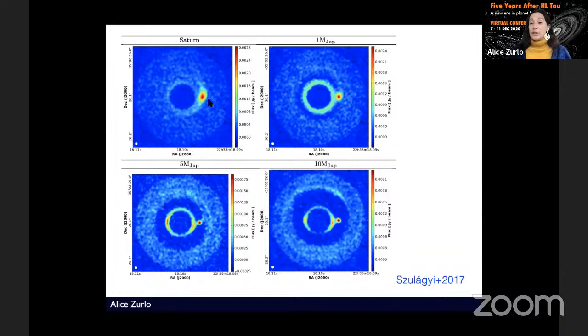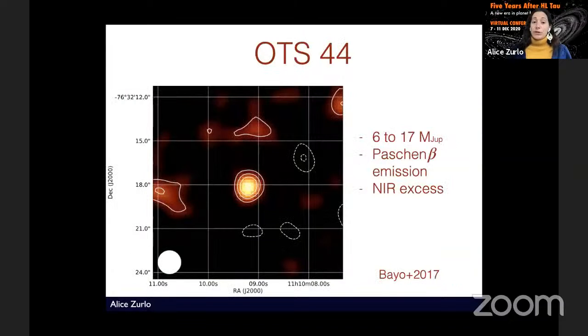So these simulations are very promising, but still, as I just mentioned, we didn't have any detection of a CPD around a companion. But I just wanted to mention that we had a clear detection of a CPD around a free floating planet. So the only difference is it's not a companion, it's not bound, but you can see here, this is the planet OTS-44. It is a planet from 6 to 17 Jupiter masses, so at the boundary of brown dwarfs, and it was actually showing Paschen beta emission as expected and near infrared excess. And actually, they detected some signal. It is very clear here that we are looking at a CPD, but around a free floating planet. So I think we should try again because this is indeed possible to retrieve signal from a CPD.